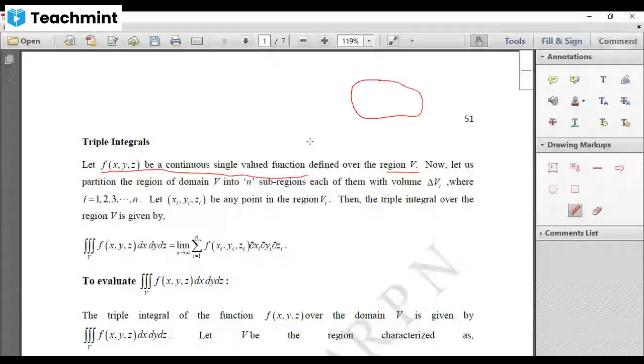Now we have a region V which is in the space, so you have Z, X and Y axes. What we do is partition this V into subregions, each of which has a volume delta V. Let us say we have partitioned it into n subregions where i runs from 1 to n. Then each subregion has a volume delta Vi.